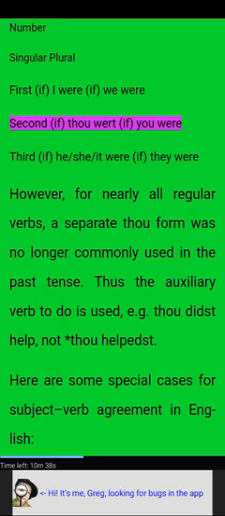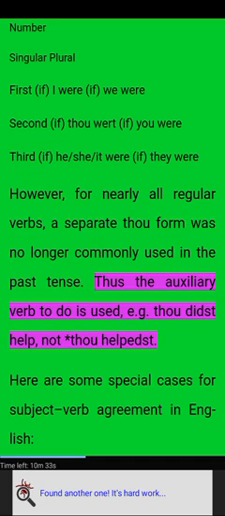Second, if thou wert, if you were. Third, if he, she, it were, if they were. However, for nearly all regular verbs, a separate thou form was no longer commonly used in the past tense. Thus the auxiliary verb to do is used, e.g. thou didst help, not thou helpedst.